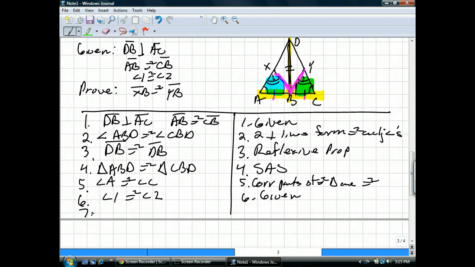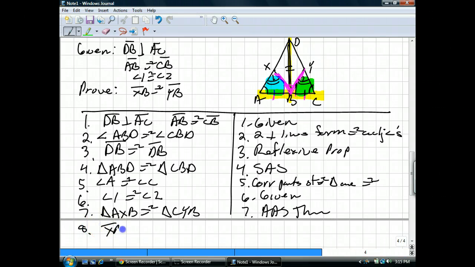Then I have two angles and the non-included side. So now I can say triangle AXB is congruent to triangle CYB by angle side theorem. And so then if those two triangles are congruent, then their parts must be congruent. So therefore, segment XB has to be congruent to segment YB. And again, by corresponding parts of congruent triangles are congruent.